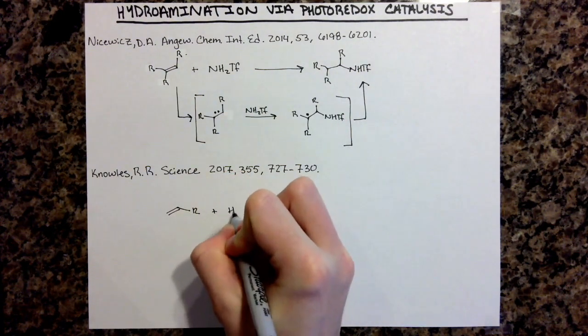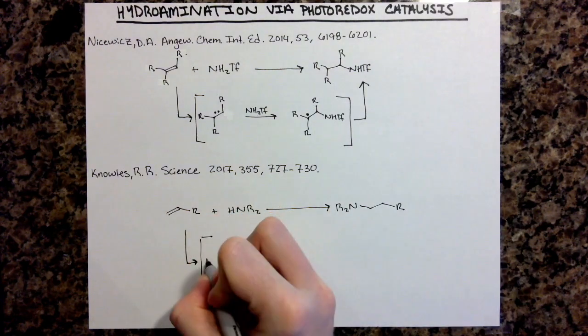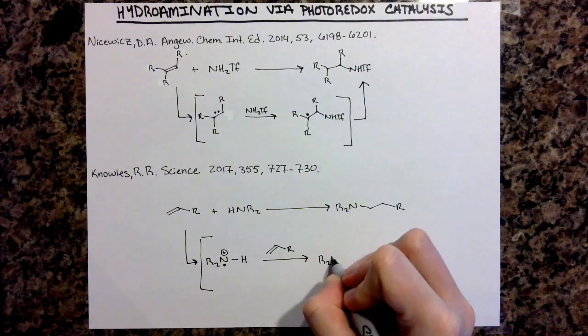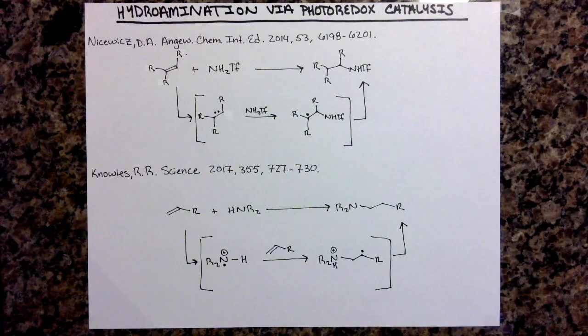Similarly, in Knowles' case, they instead oxidized the amine through a photochemical proton-coupled electron transfer step. And then that radical addition to an alkene again forms a secondary or tertiary radical, which is stabilized over the primary radical, and again favors an anti-Markovnikov reaction.